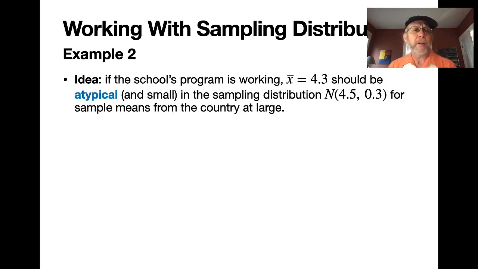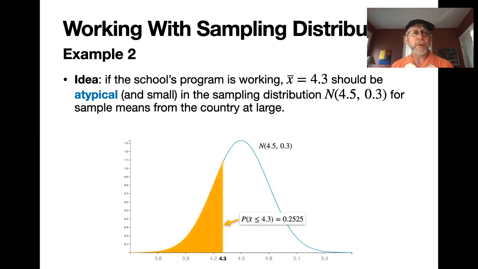Well, one idea is as follows. If the school's program were actually working, and you compared that 4.3 to what would be typical in the country at large, in the sampling distribution centered at 4.5, that 4.3 would be atypical. It should be atypical and far to the left. Is that actually what's happening? Here you see the sampling distribution, assuming that the program isn't working. Assuming that the magnet school's program isn't working, the sampling distribution would still be centered at 4.5. And then we ask, is 4.3 really atypical in that situation?